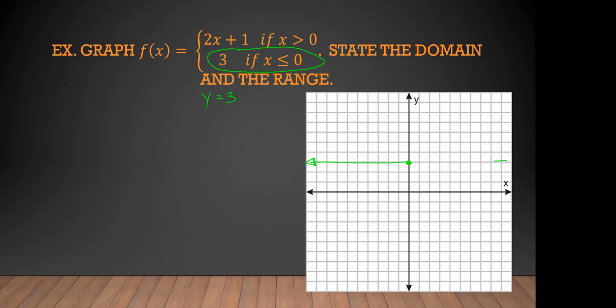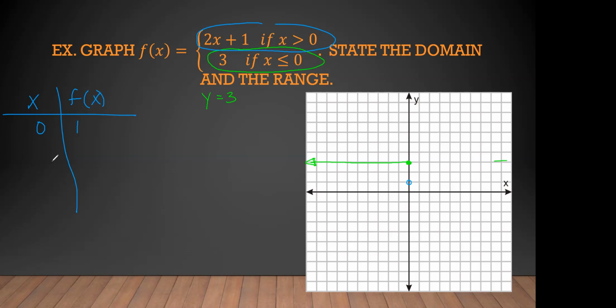So then my other graph here, the 2x plus 1 if x is greater than 0. So here I'm going to plug in some values for x, and then find out what f of x is. So if I plug in 0, then that would be 2 times 0 plus 1 would be 1, right? So when x is 0, f of x is 1, okay? But it has to be greater than 0. So I'm going to have an open circle at positive 1, okay? Open circle at positive 1.